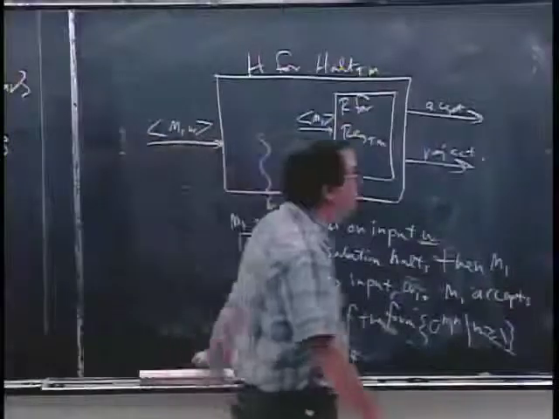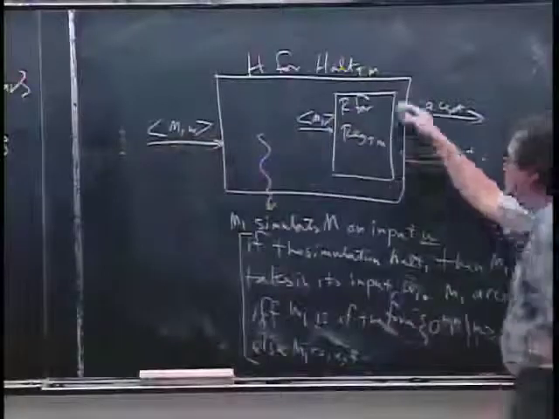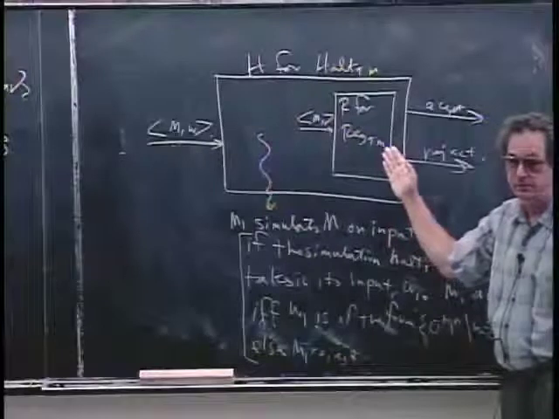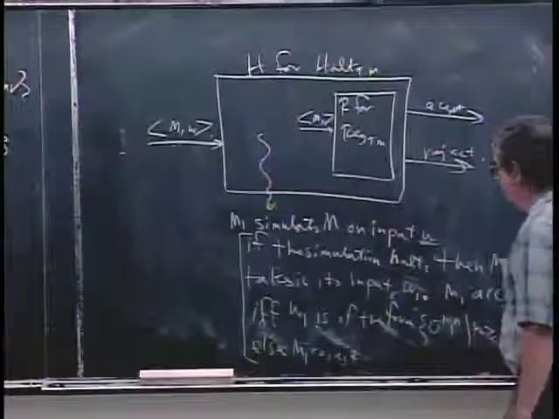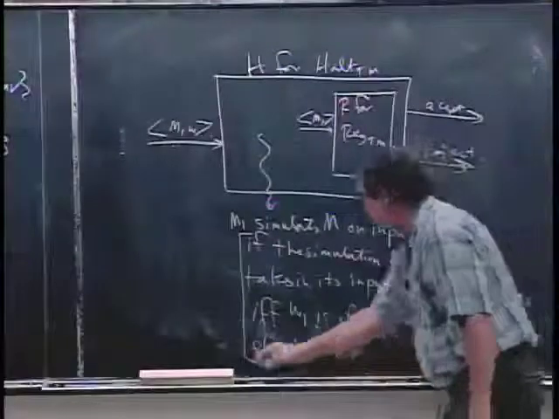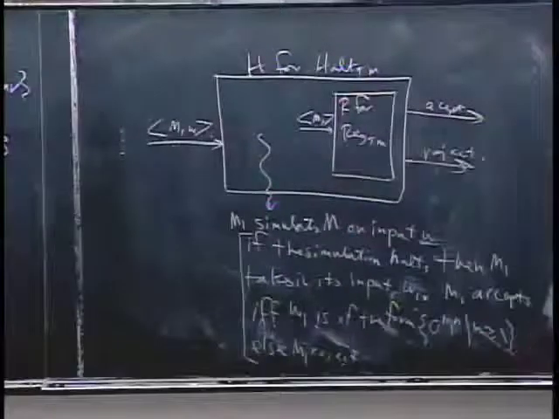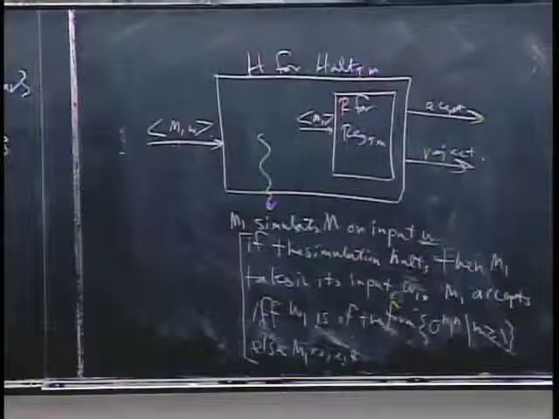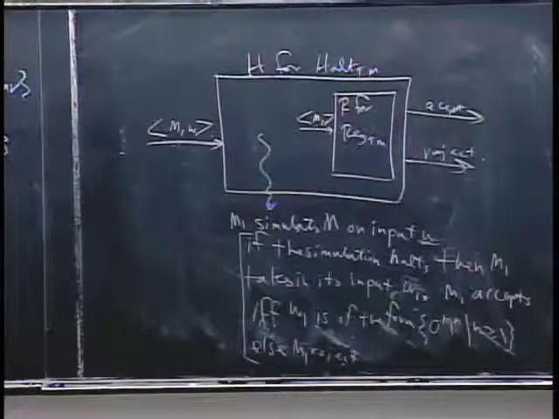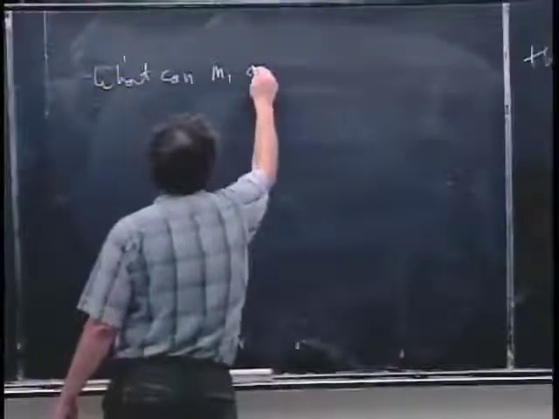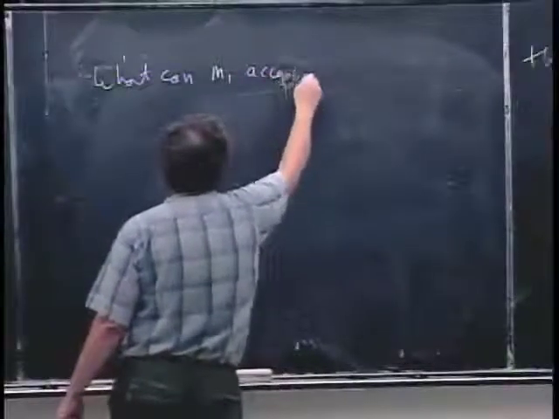Okay, so now let's look at the behavior. Let's look at what happens in H. Let's look at the behavior of the whole system here. Sorry, let's look at M1. So what does M1 compute? Well, what does M1 accept?